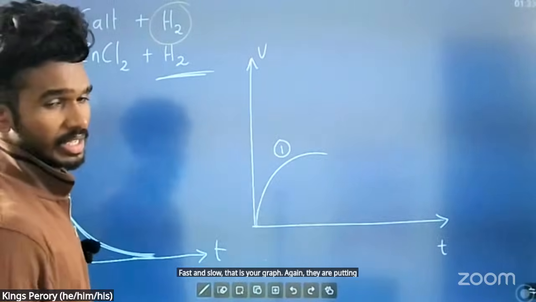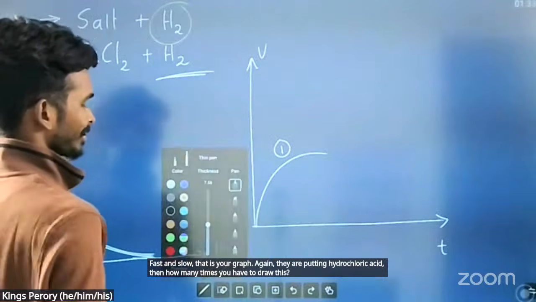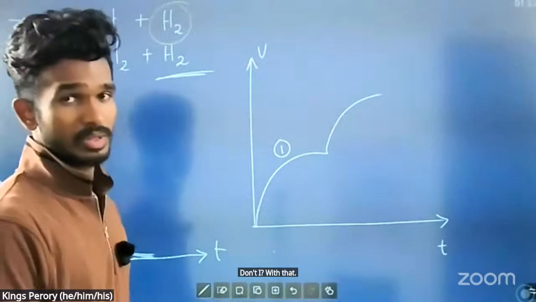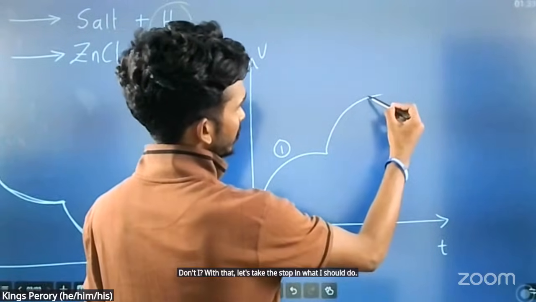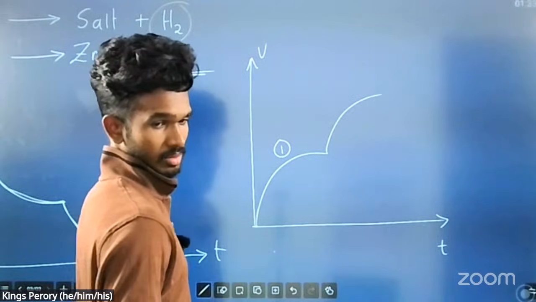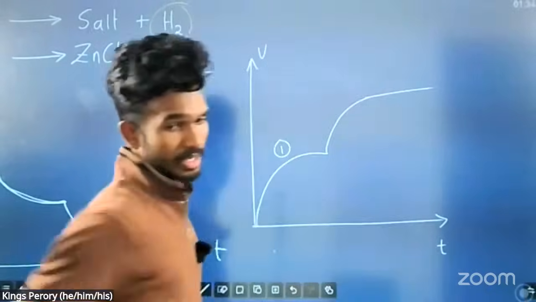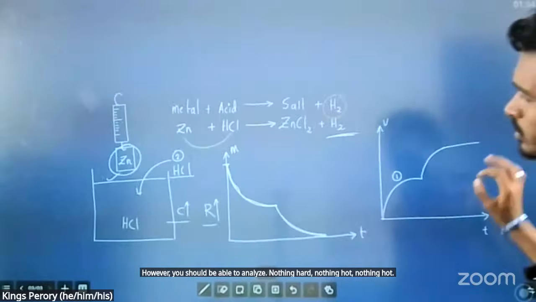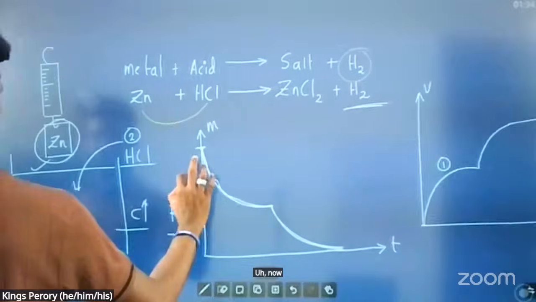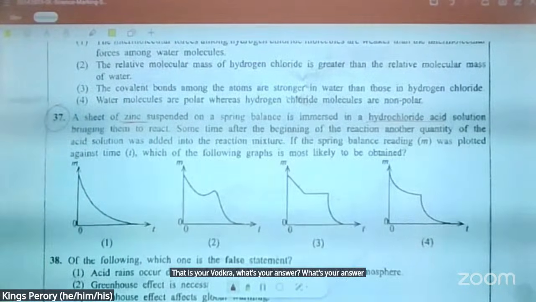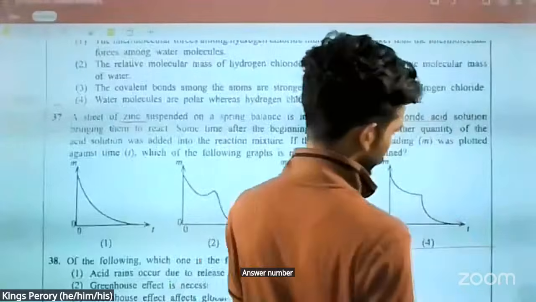Again, they are putting hydrochloric acid. Then how many times do you have to draw this? Two times. With that, let's take this top. Then what should I do? I should bring the graph upward, then make it flat. So again, you should be able to analyze. Now going to our question, what is your graph? What's your answer? Answer number 4.